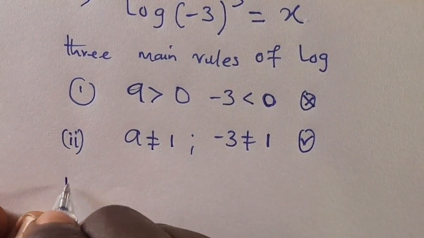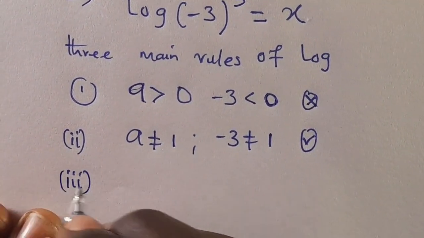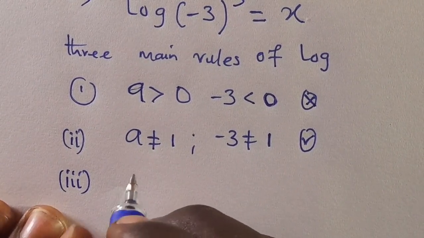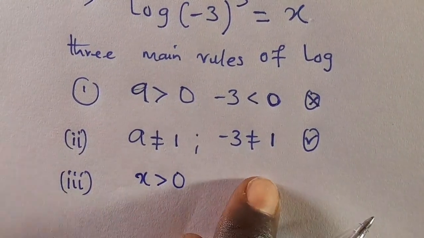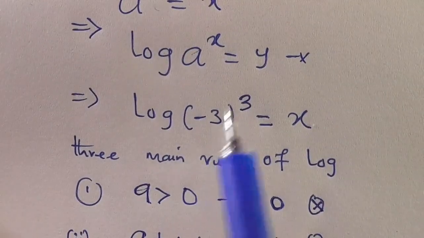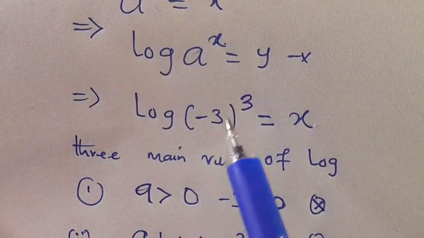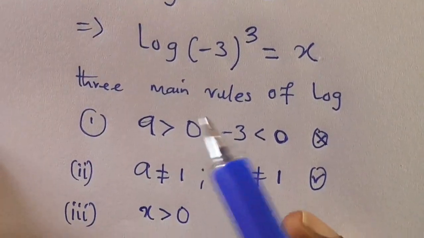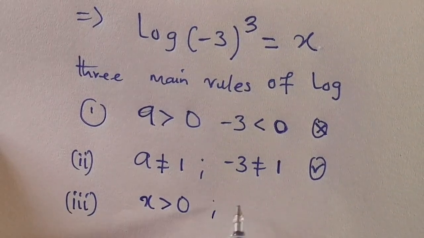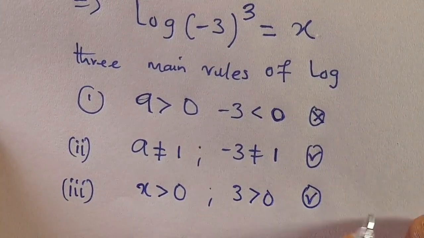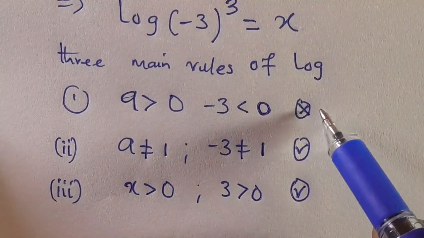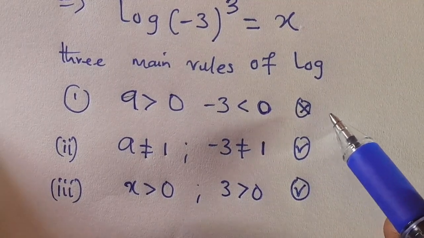Rule number 3 is that our x must be greater than 0. That is, this x must be greater than 0. Then we have 3 to be greater than 0. That means this expression is satisfied. And it's only the first one that is not satisfied.